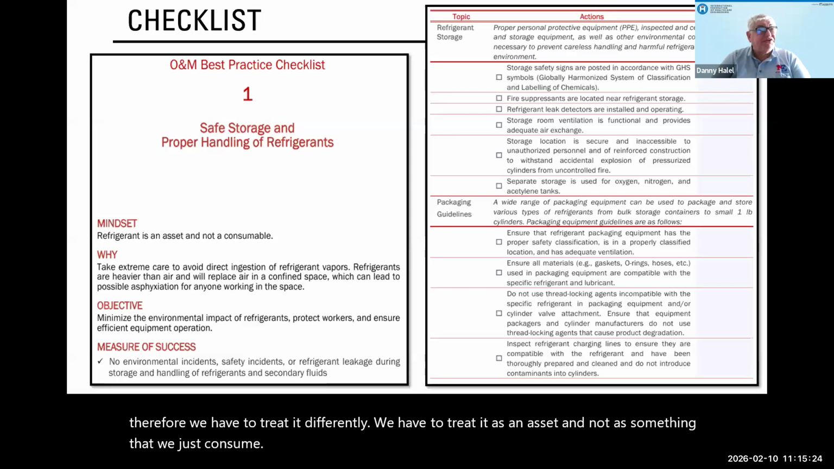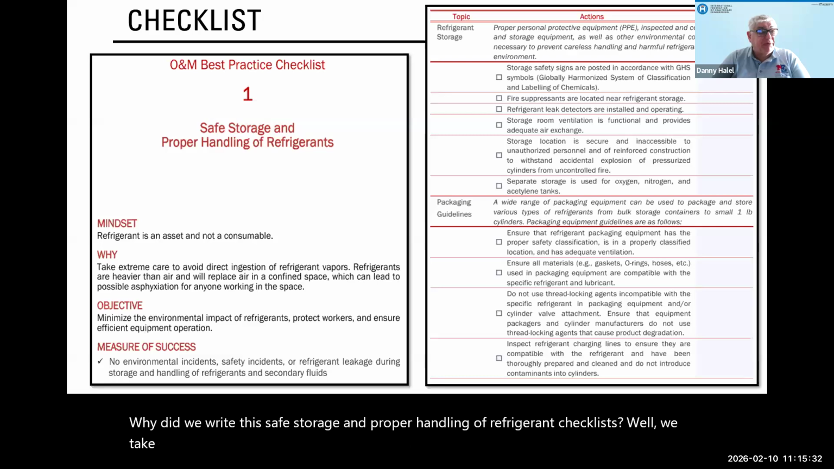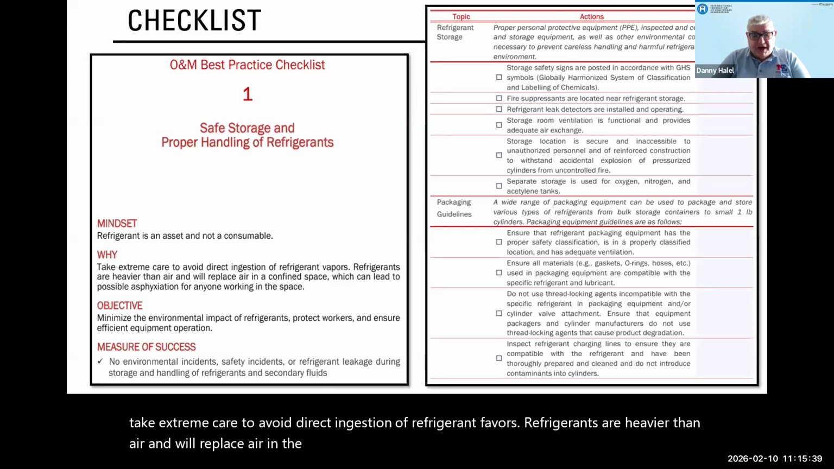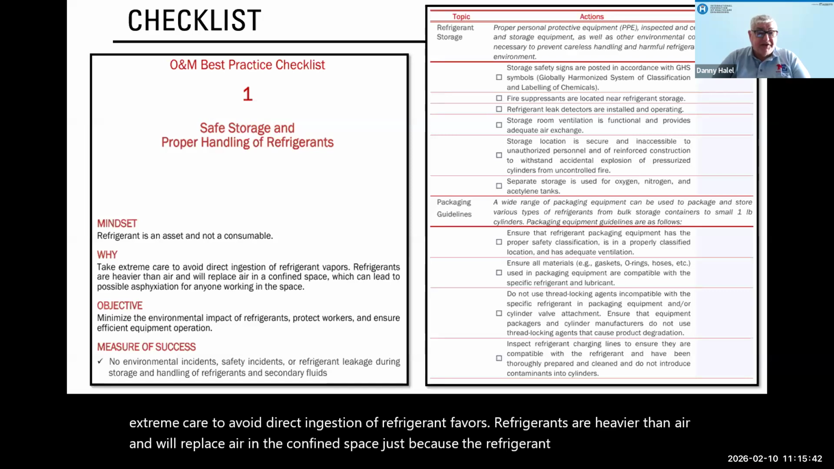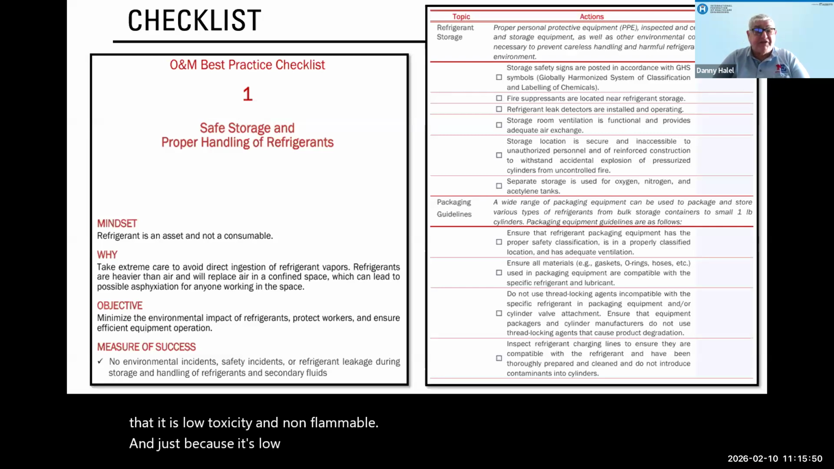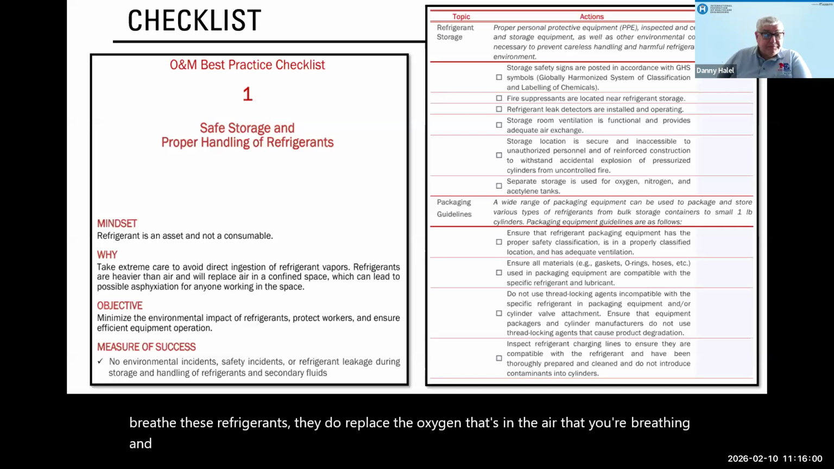Why did we write this safe storage and proper handling of refrigerant checklist? Well, we take extreme care to avoid direct ingestion of refrigerant vapors. Refrigerants are heavier than air and will replace air in the confined space. Just because a refrigerant is rated A1 means that it is low toxicity and non-flammable. And just because it's low in toxicity doesn't mean that you can safely breathe it. When you do breathe these refrigerants, they do replace the oxygen that's in the air that you're breathing. And obviously, that is not a good situation.